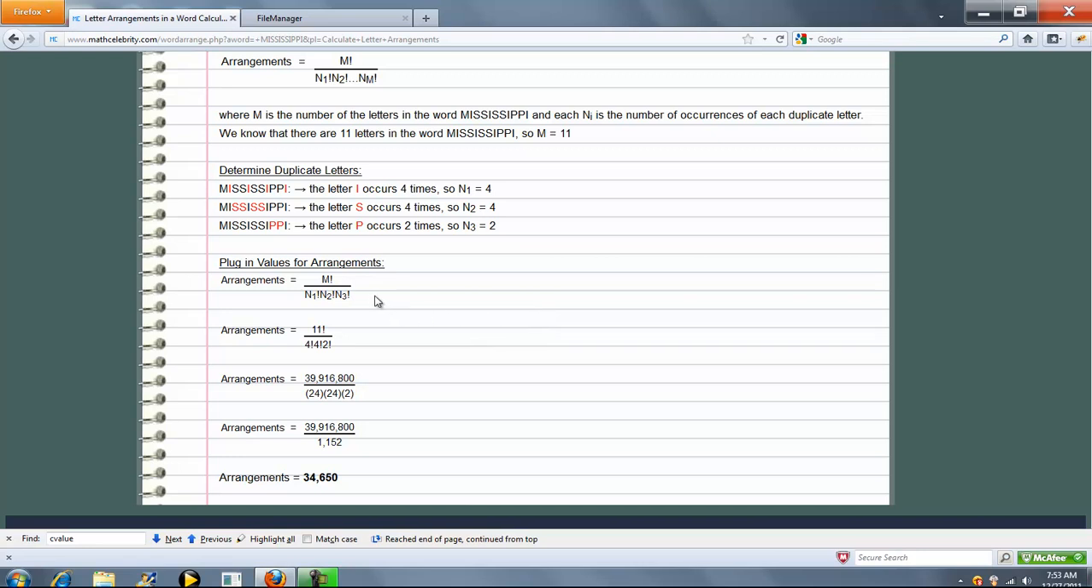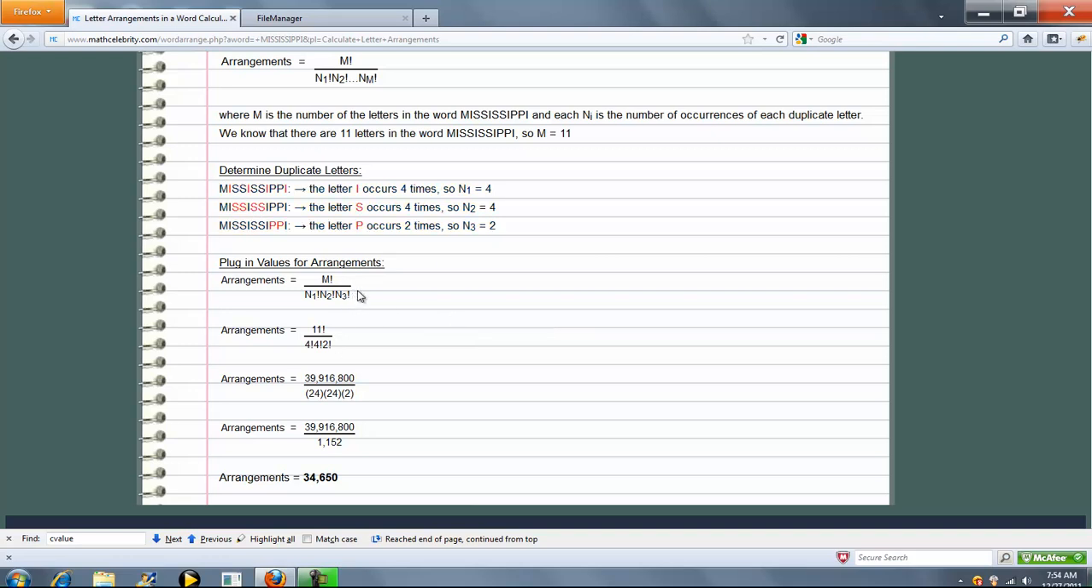So then we put together our formula. M represents the number of letters in our word, and each factorial, N1, N2, N3, and so on, represents the duplicate letters that we encountered in this section.